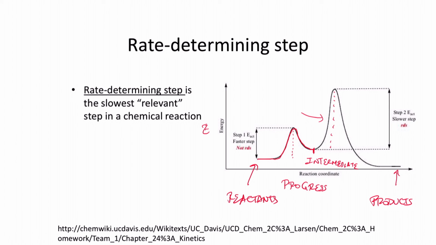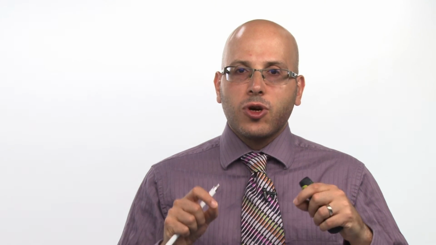Okay? Remember we talked about this earlier. The bigger the activation energy is, the slower the reaction is, or the less likely it is to happen quickly. Okay? And so because I have different steps with different activation energies, that means that these steps are going to happen at different rates. The one that's going to happen the most slowly is what I'm going to call the rate determining step.